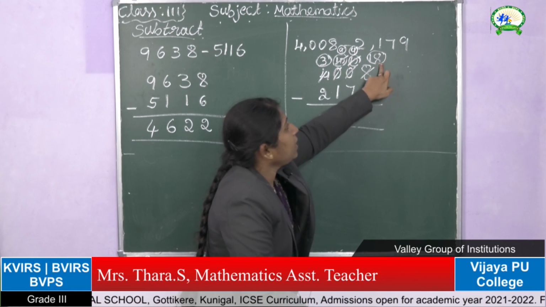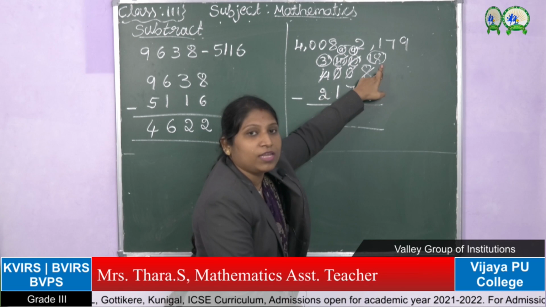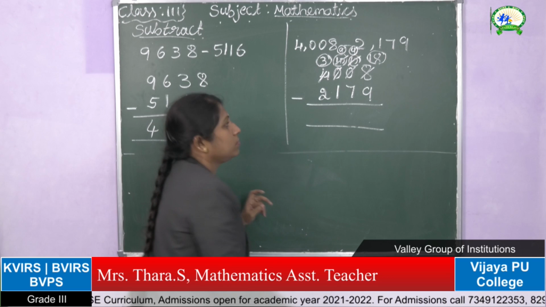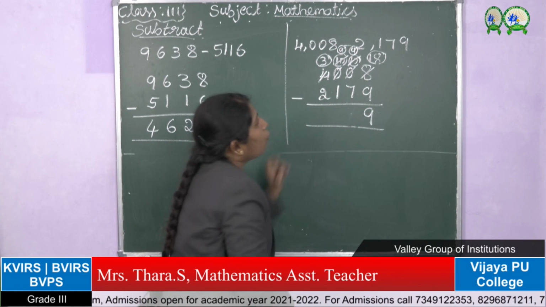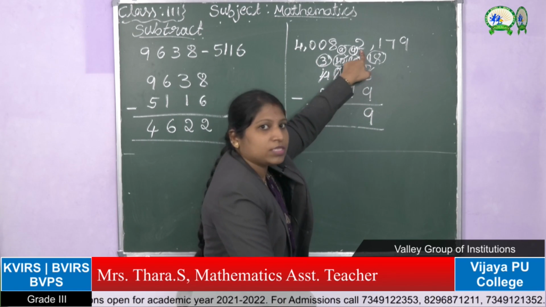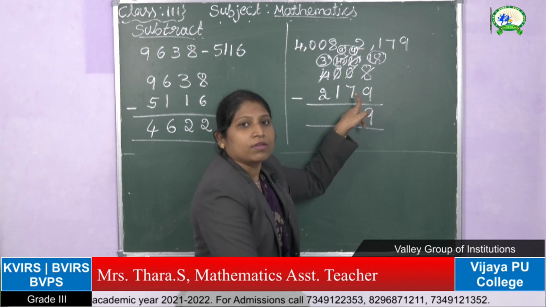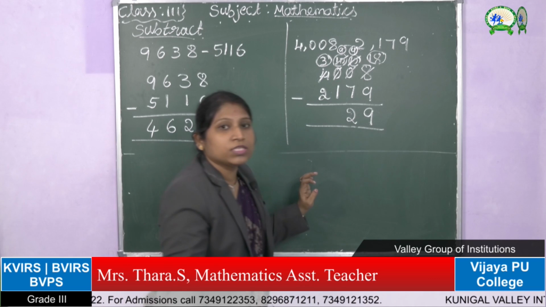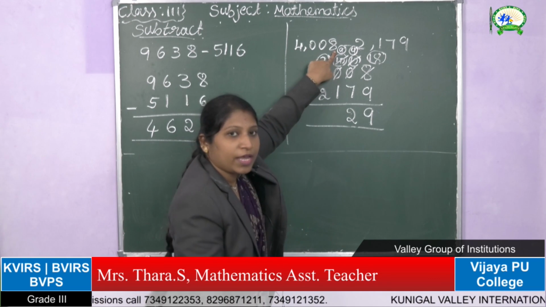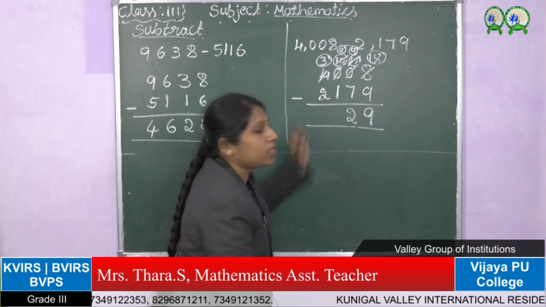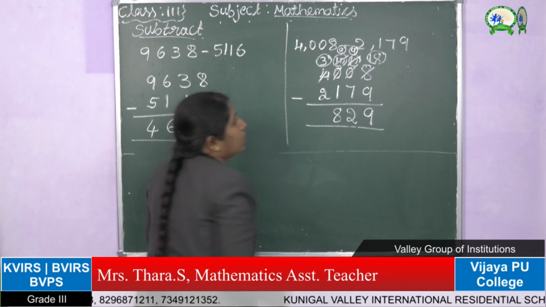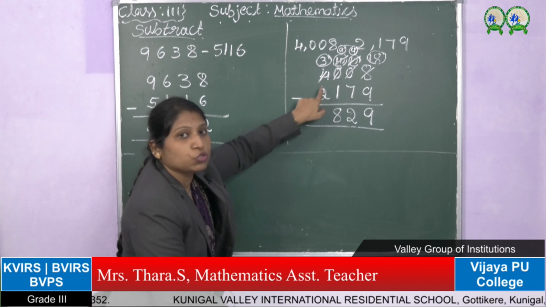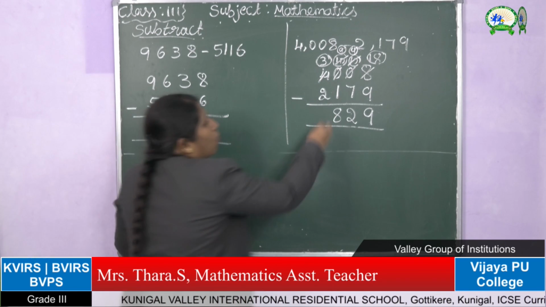So now 18 is a big number, so we can easily subtract 9 from 18. 18 minus 9 is 9. Then now we have a 9 here, so 9 minus 7 is 2. And then here we have a 9 again, so 9 minus 1 is 8. And 3 minus 2 is 1.